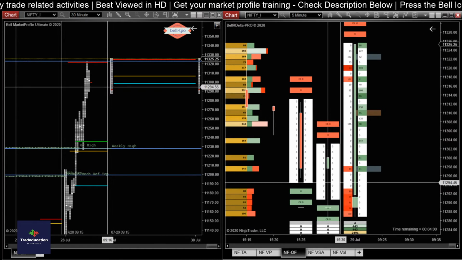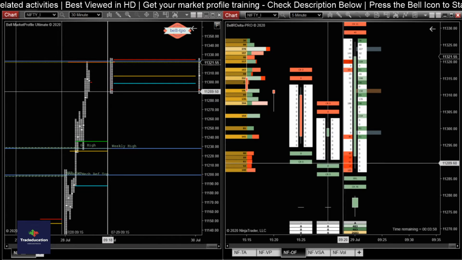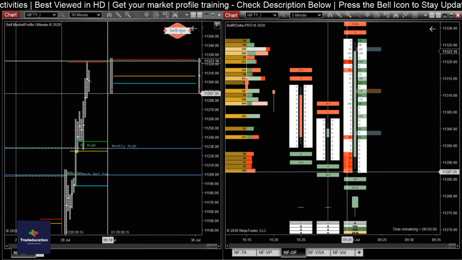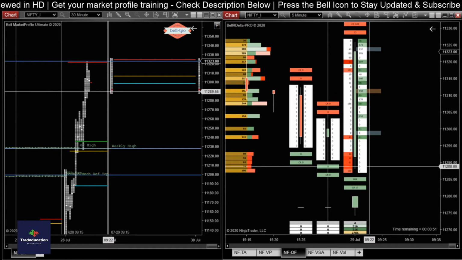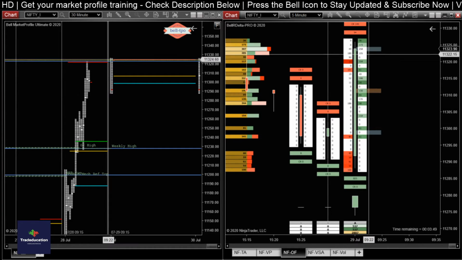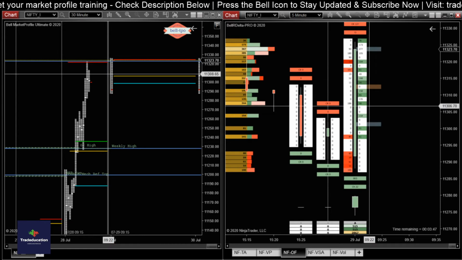Let me jump to the order flow chart. So good, there are trapped sellers, I would say not so big. So selling came in when there was lack of buying, and now the auction is just tagging the balance high.